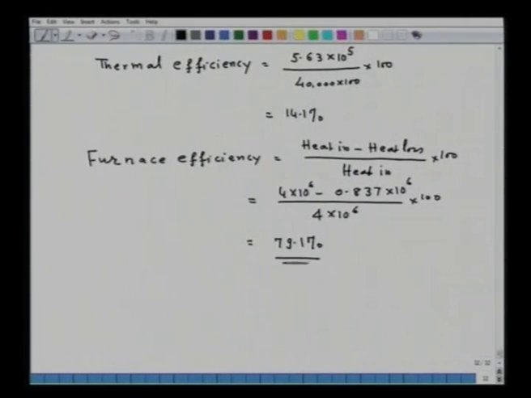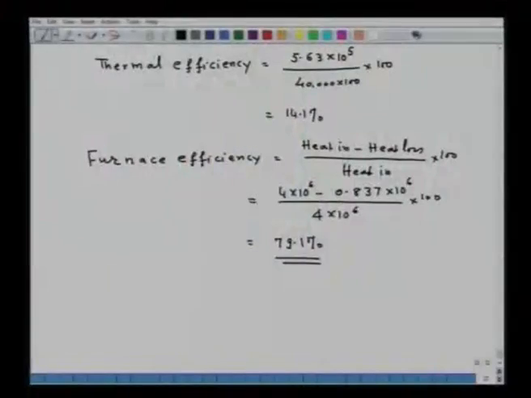So, you can see now, as I said in the lecture, that furnace efficiency is much higher than the thermal efficiency. You are seeing here the furnace efficiency is of the order of 4 to 5 times higher than the thermal efficiency. Now, whatever we calculated, we can represent in the form of a diagram, which is known as energy flow diagram, or you can also call it a Sankey diagram.